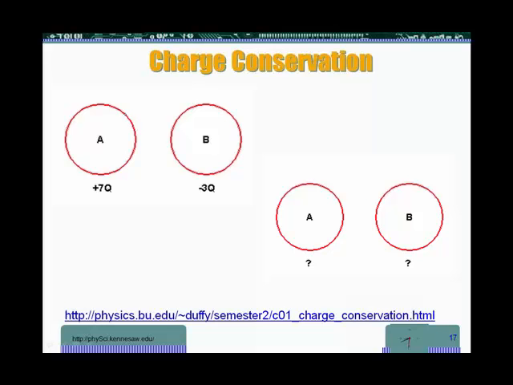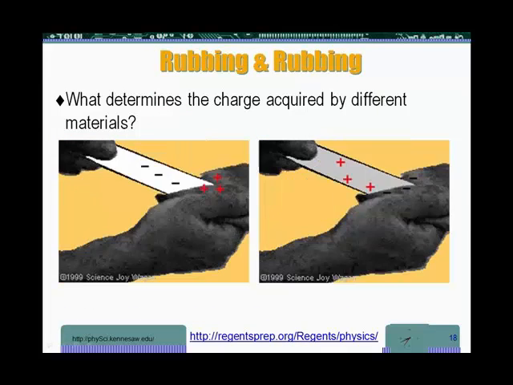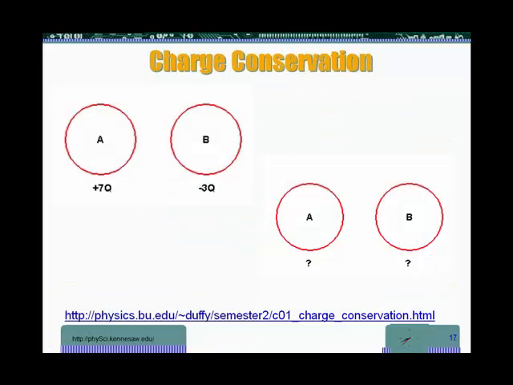If we have two spheres, one with a plus charge of plus 7q, and the other one with minus 3q, and then we put them next to each other. We make them touch each other. These are made out of two conducting spheres.